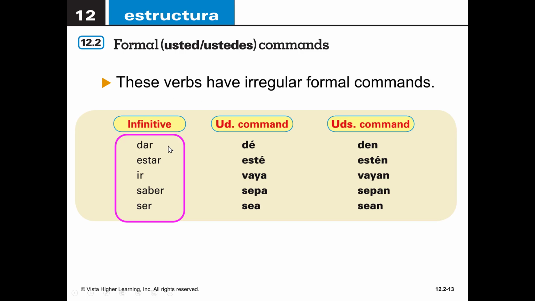And then there's these 5: dar, estar, ir, saber, and ser. They are irregular. So you need to memorize the commands. Dar, dé, and den. Estar, esté, estén. Ir, vaya, vayan. Saber, sepa, sepan. And ser, sea, and sean.